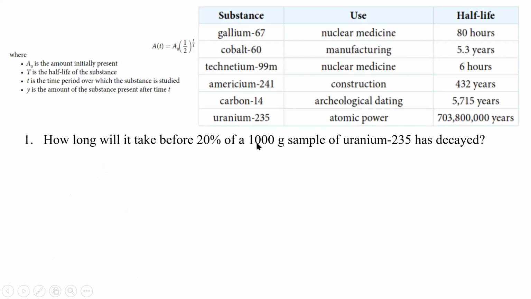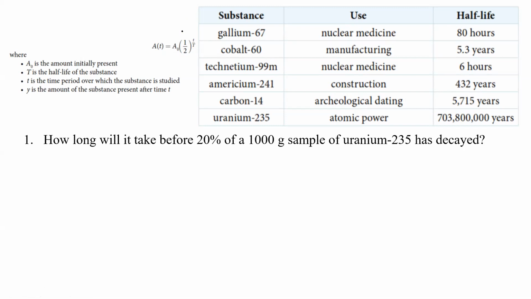Now, the last question I have is with radioactive decaying. They give us a table of all kinds of elements that are radioactive, what their use is for, and then their half-life. And then we have the equation A of t equals A sub naught, which is the amount initially present, times 1/2 raised to the power t, which is the time period which the substance is studied, divided by capital T, which is the half-life, which they give us in the table here.